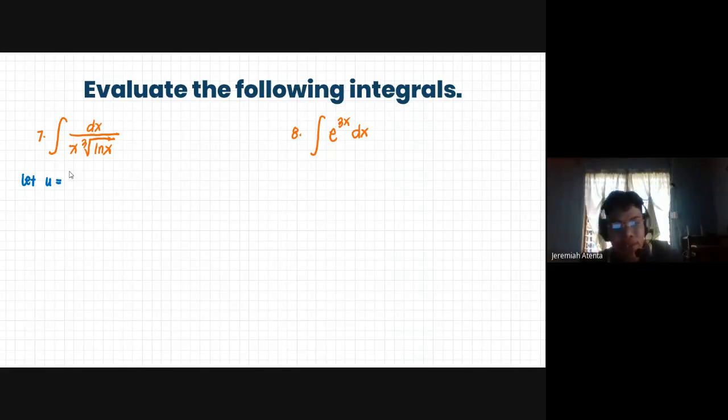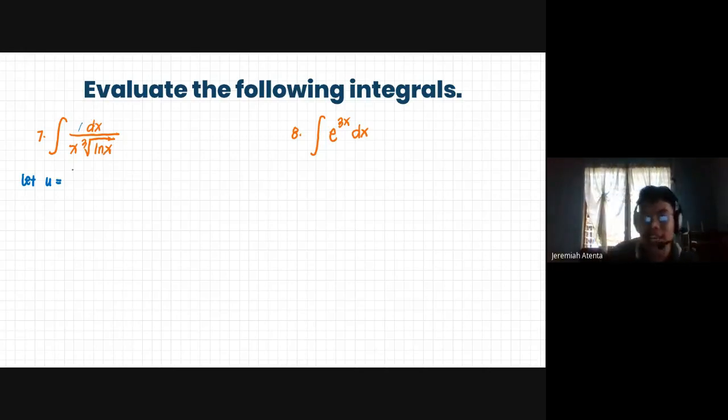What is the derivative of ln x? 1 over x. Do we have 1 over x here? Di ba there is an imaginary 1 here? Right? May imaginary 1 yan. So 1 over x sa baba. So therefore, we have 1 over x. So in that case, if we will differentiate ln x, lalabas si 1 over x.